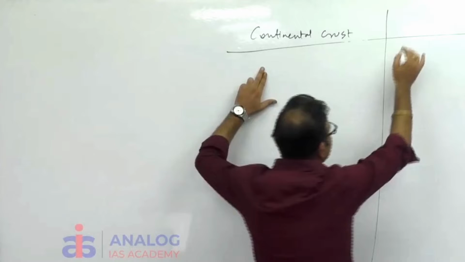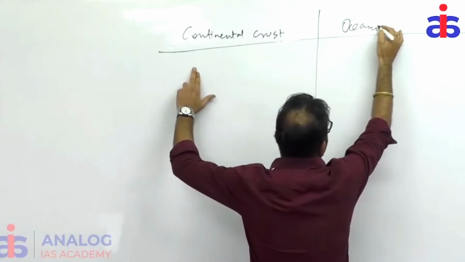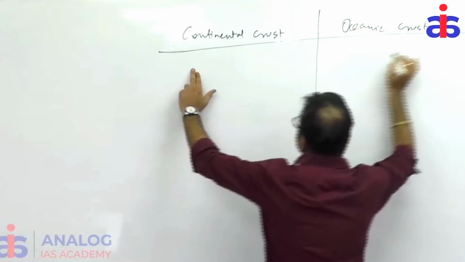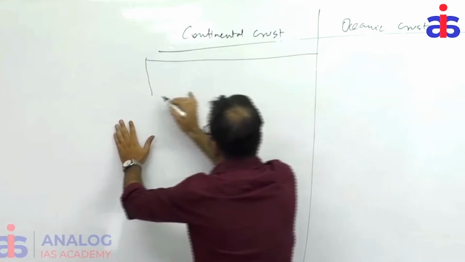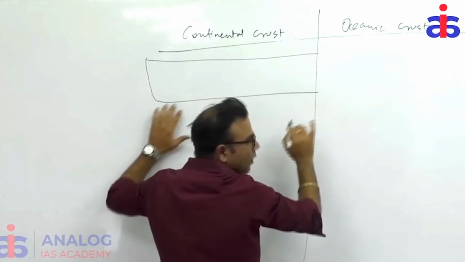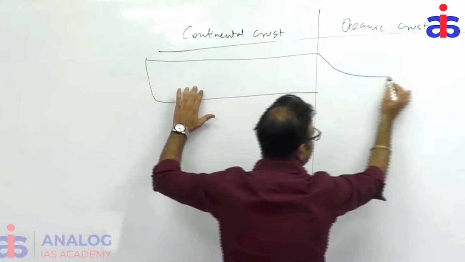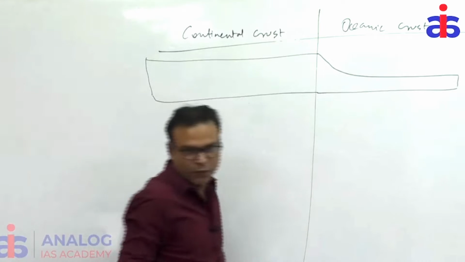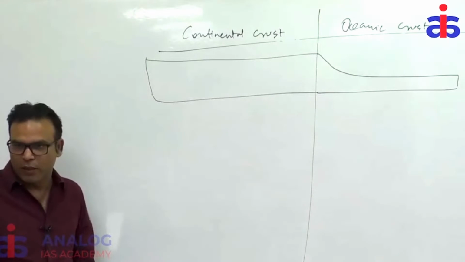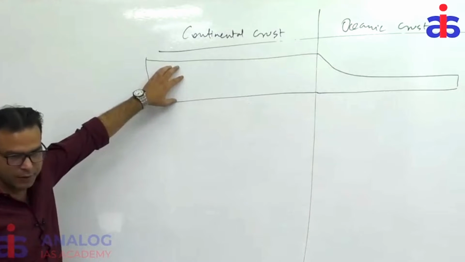Okay, continental crust and what? Oceanic crust. Now look, this layer is like this, a very thick layer. Continental crust is thick. And when we go to the ocean, oceanic crust becomes what? Thinner. Look at the thickness first. First property is the thickness. Which is thicker? Naturally, continental crust.